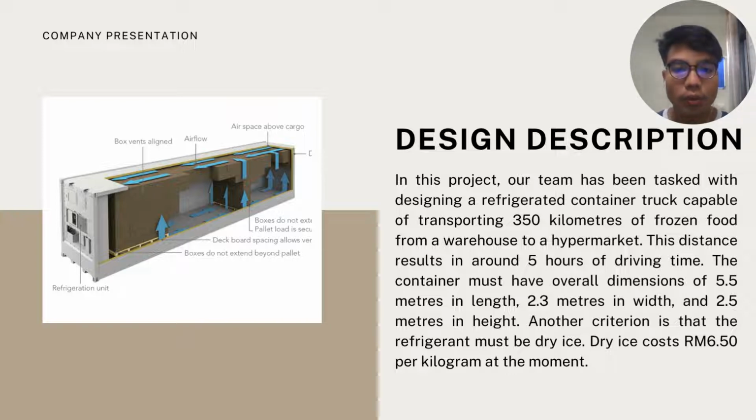In this project, our team has been tasked with designing a refrigerated container truck capable of transporting frozen food 350 kilometers from a warehouse to a hypermarket. This distance results in around 5 hours of driving time. The container must have overall dimensions of 5.5 meters in length, 2.3 meters in width, and 2.5 meters in height. Another criterion is that the refrigerant must be dry ice. Dry ice costs 6 ringgit 50 cent per kilogram at the moment.